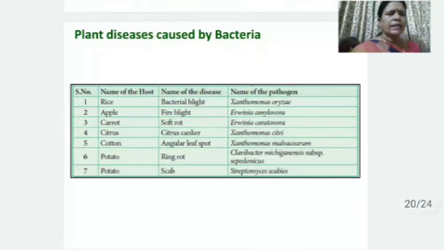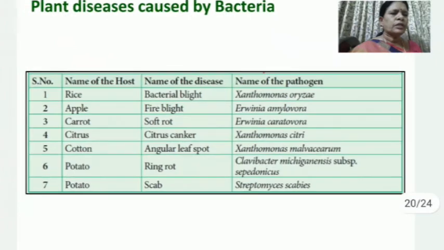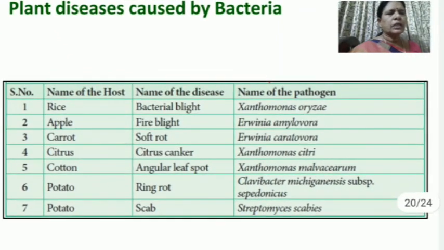And what are the plant diseases? Till now we have been talking about the uses. Now we will see the diseases caused to the plants, and diseases caused to the animals also. In rice, there is a disease called bacterial blight, which is caused by Xanthomonas oryzae. In apple, fire blight caused by Erwinia amylovora. Carrot, soft rot by Erwinia carotovora. And in citrus, canker by Xanthomonas citri.